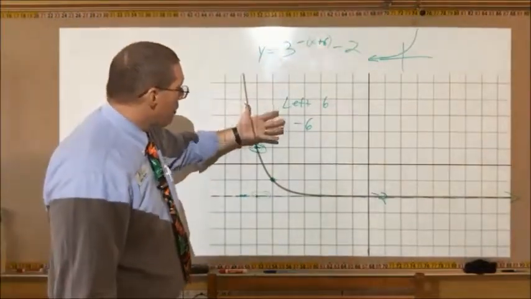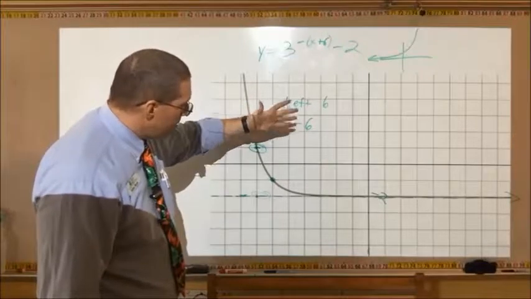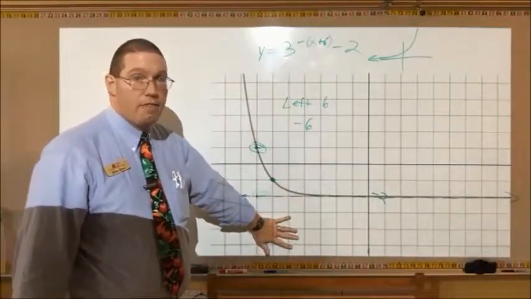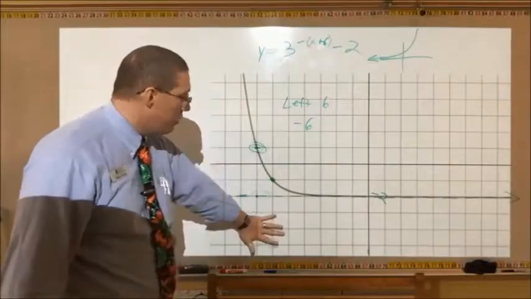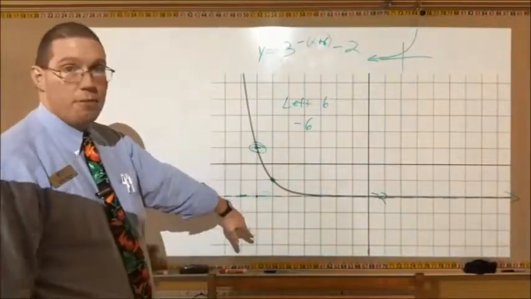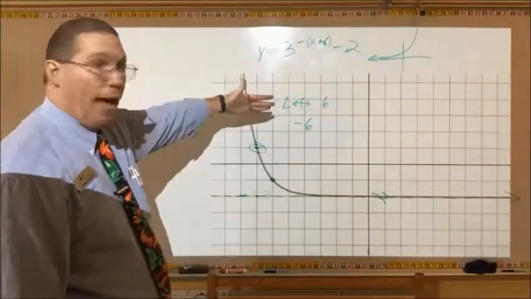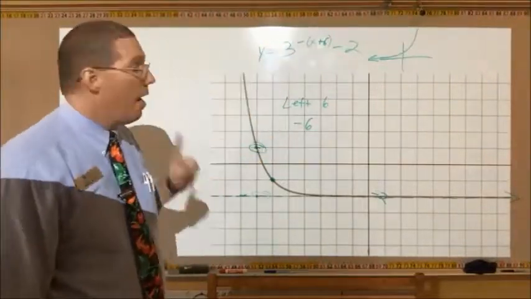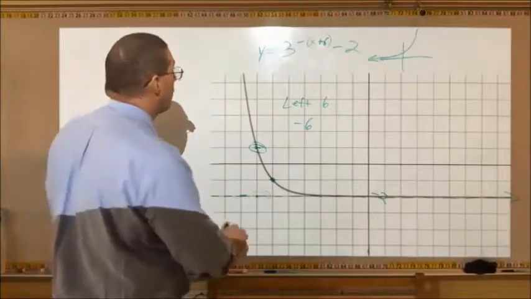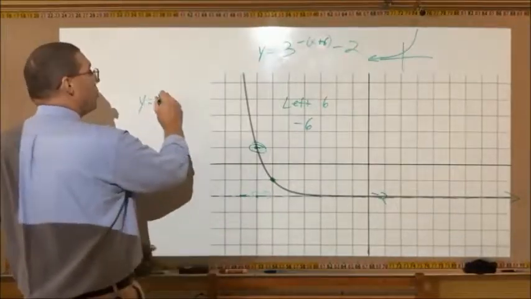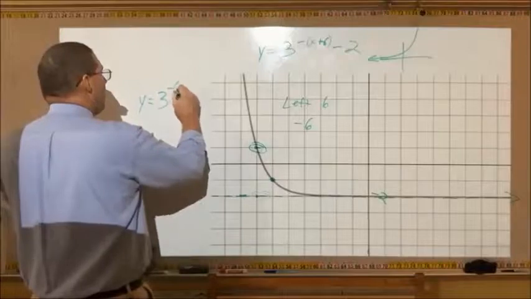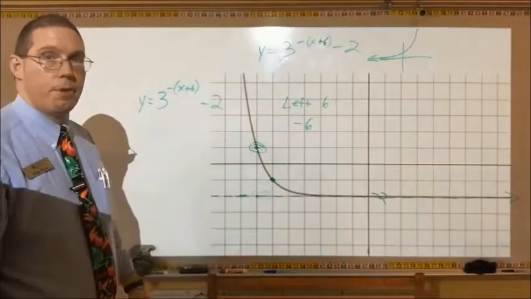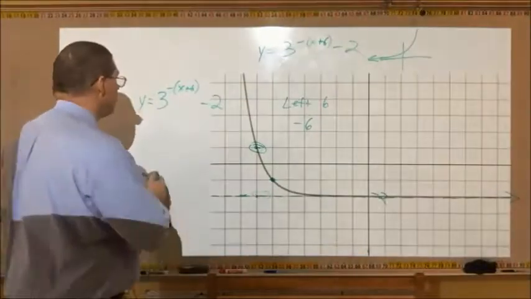Lastly, if it's upside down, it means it's flipped vertically, okay? And in the case of an exponential function, it would be under the asymptote. Well, it's not under the asymptote. It's above the asymptote, so it's not upside down. So we're not going to put a negative. And therefore, the graph of this function is y equals 3 to the power of negative x plus 6, minus 2. All right? Let's try another one.